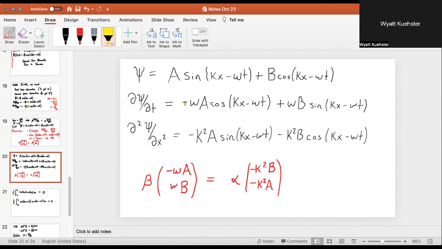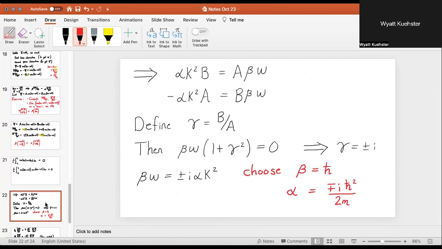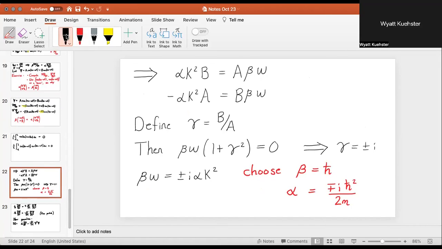And that's basically just from setting this, the cosine part, equal to the cosine part of this one. So alpha times this one should be beta times this one, and alpha times this one should be beta times this one. That's all we did. And so what we obtain is alpha k squared b equals a beta omega, and minus alpha k squared a equals b beta omega. That's just from equating components of the vector.